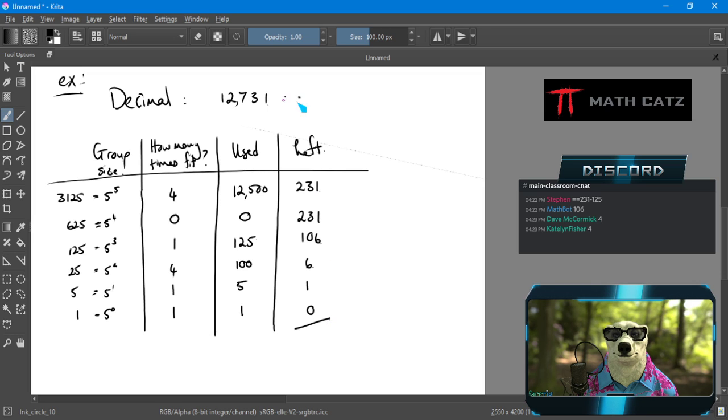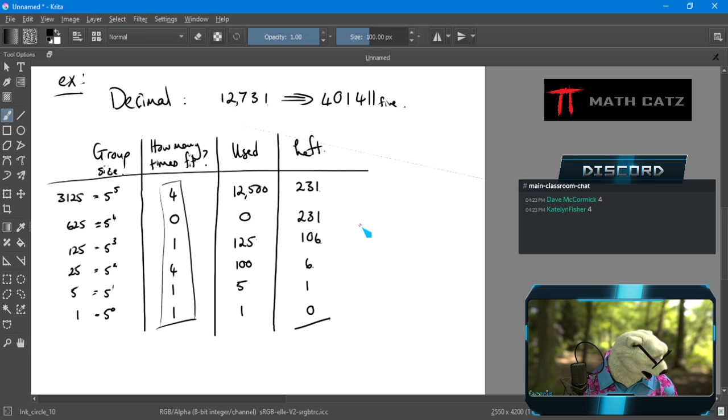So then here I will have my decimal number conversion. These number of times that they fit is exactly the answer, 401,411 base 5. So we try and build on something we have seen. It's not quite the same. Group size is different, but the basic strategy is the same.